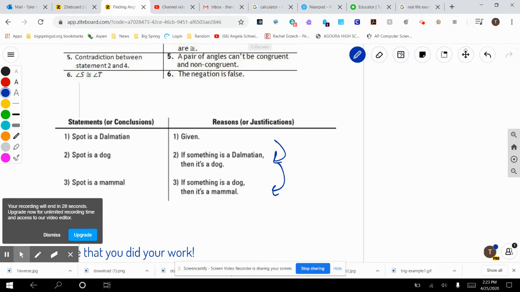So that's a rundown, I guess. A little quick, but proof, just justify. Every step has to have a justification or a reason.